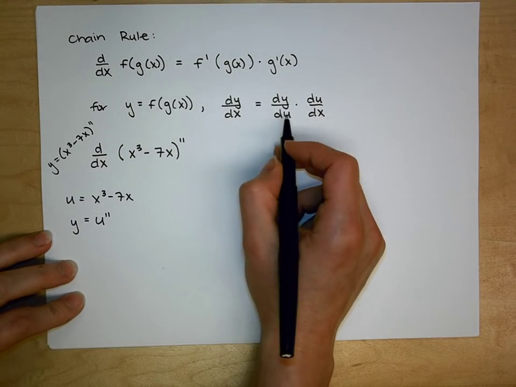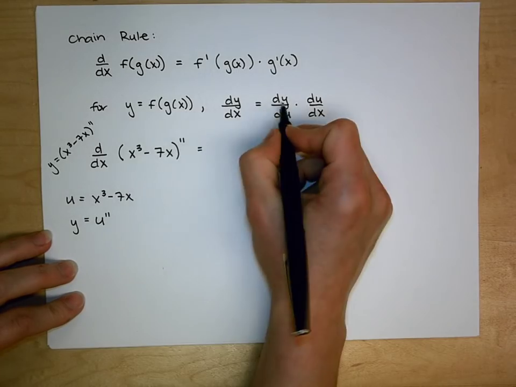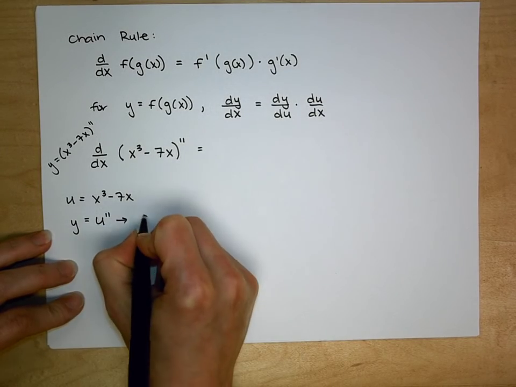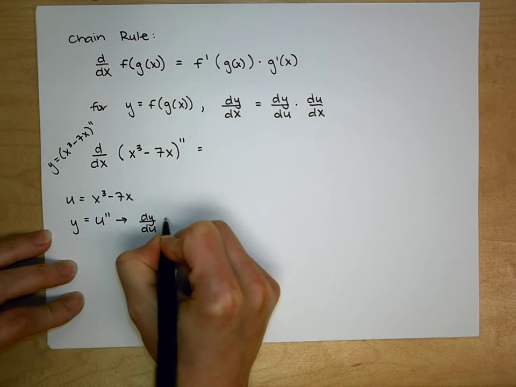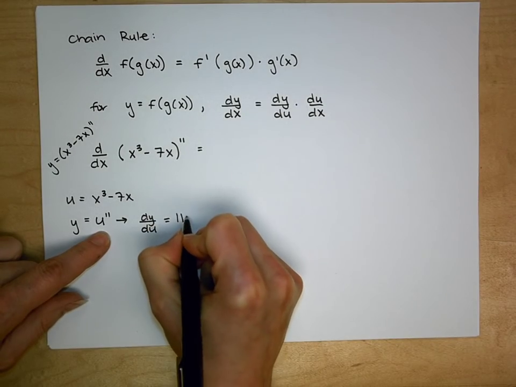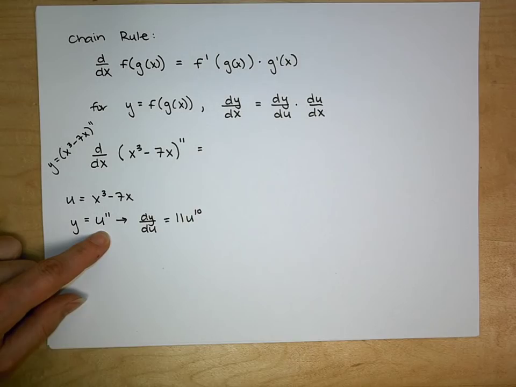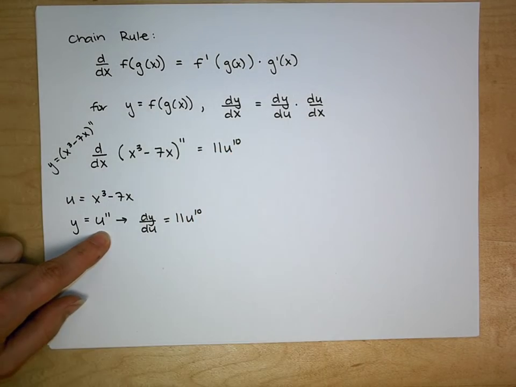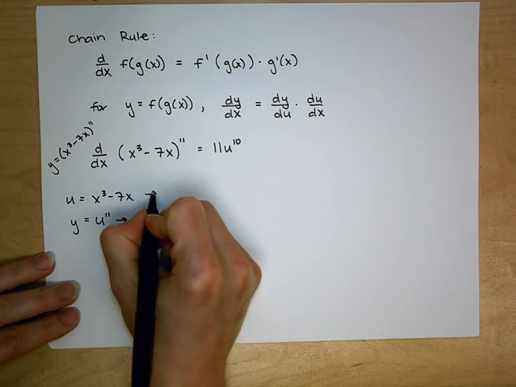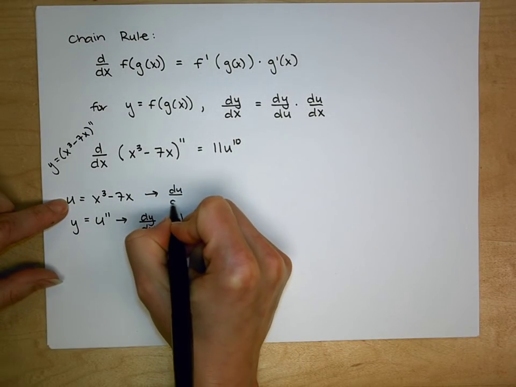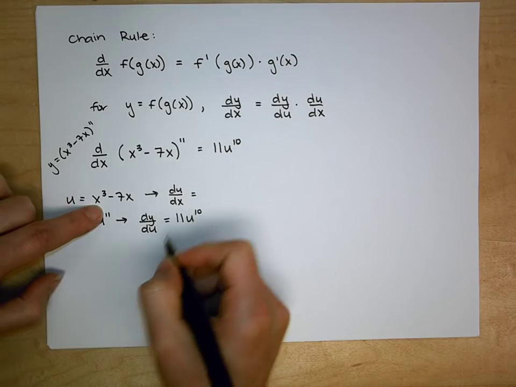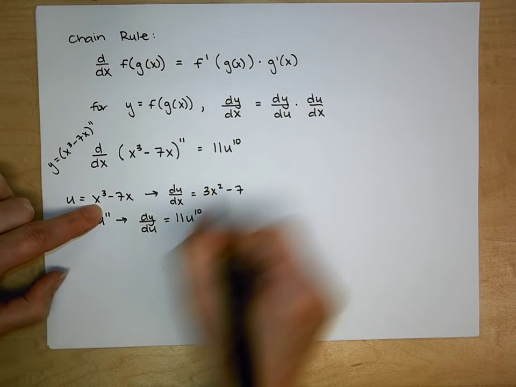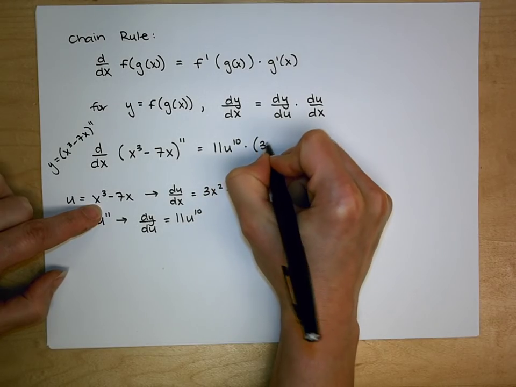So notice here that my derivative would be the derivative of y with respect to u. The derivative of y with respect to u, using the power rule, is 11u to the 10th. So dy du is 11u to the 10th. Du dx is the derivative of this with respect to x, which again, using the power rule, is 3x squared minus 7, multiplied by du dx.